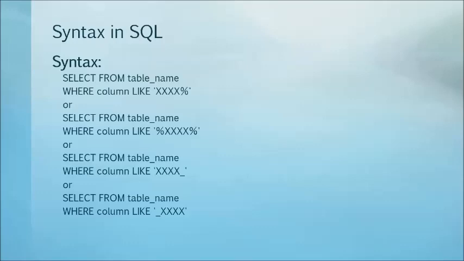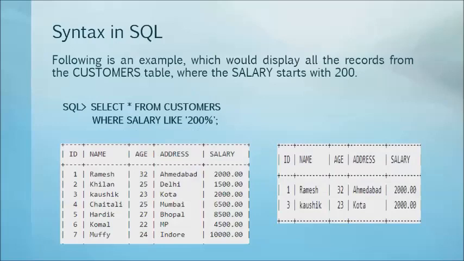So we have select from table name, where column like, use the single quote, for example, XXX and then percent sign, or select from table name where column like, single quote, percent sign, XXX, percent sign, or select from table name where column like, single quote, XXX underscore, or select from table name where column like, single quote, underscore XXX. So let's apply those syntax.